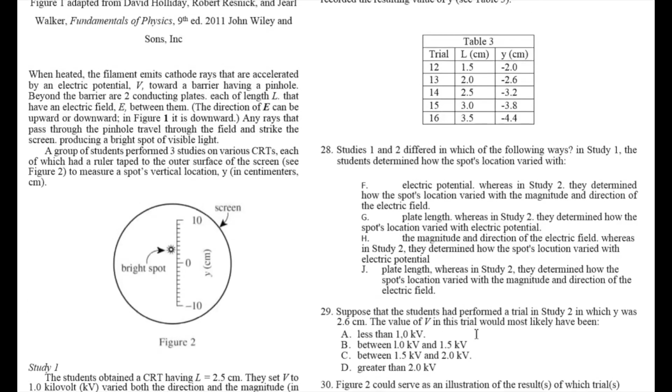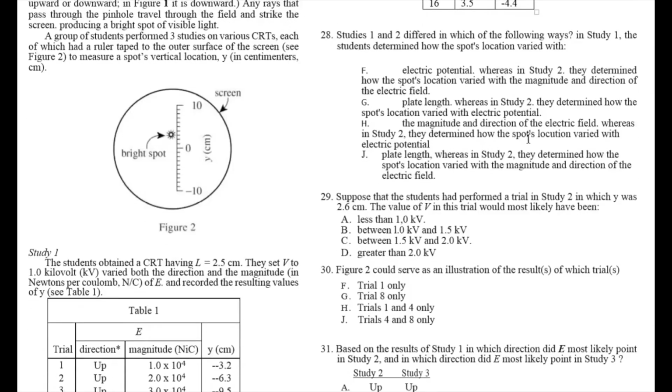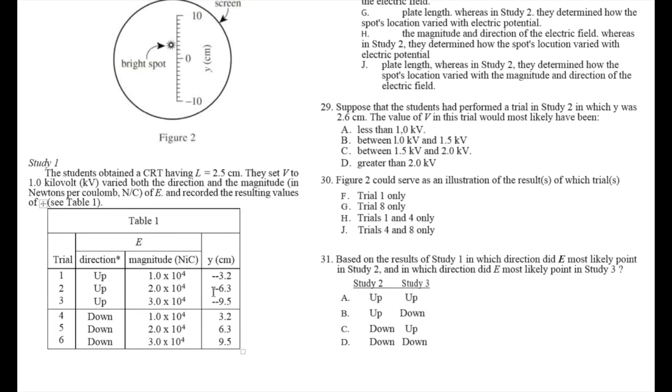So we need to go up to study 3 and see that, alright, all the Y's here were negative. And so that suggests, scrolling back to study 1, that the direction for study 3 was up. So remembering that for study 2, the correct direction is down, and for study 3, the correct direction is up, we get the correct answer of C.